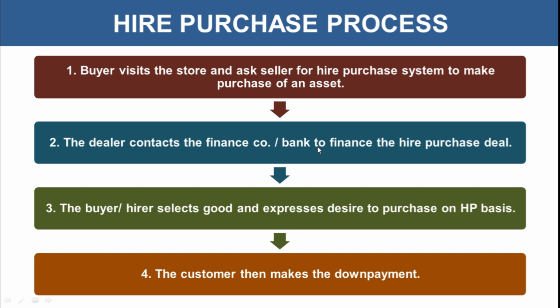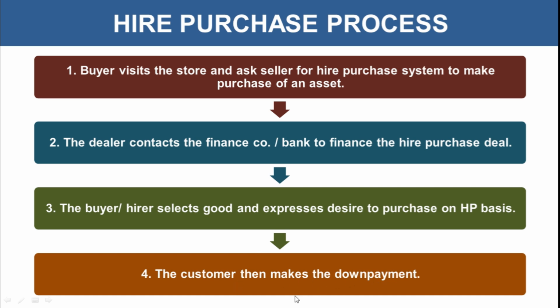So the dealer or the seller of that particular asset or good which you want to purchase as a buyer will contact the finance company and will ask to finance the hire purchase deal between you as well as the seller, you being the buyer. The buyer or the hirer selects good and expresses desire to purchase on HP basis. HP here is hire purchase basis. So you as a buyer, you select the good and you want to go through HP agreement, that is hire purchase agreement.